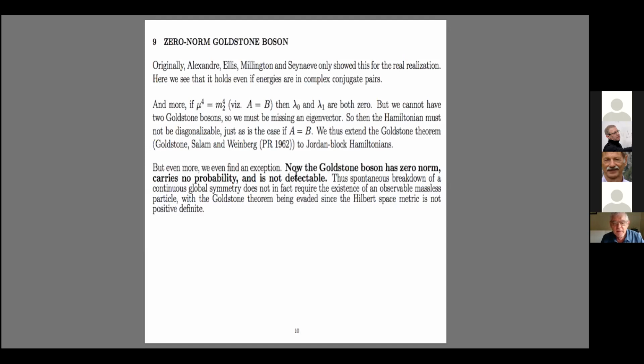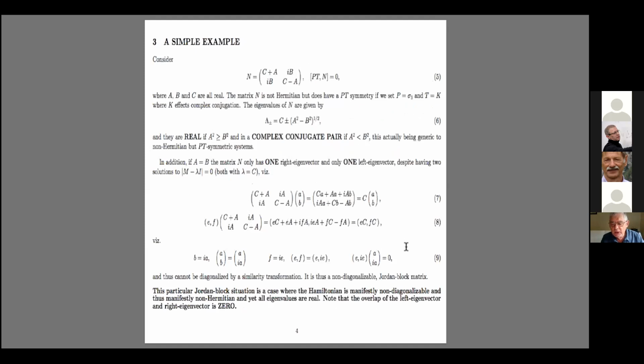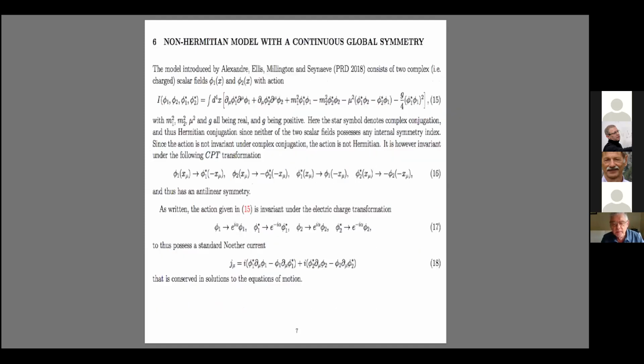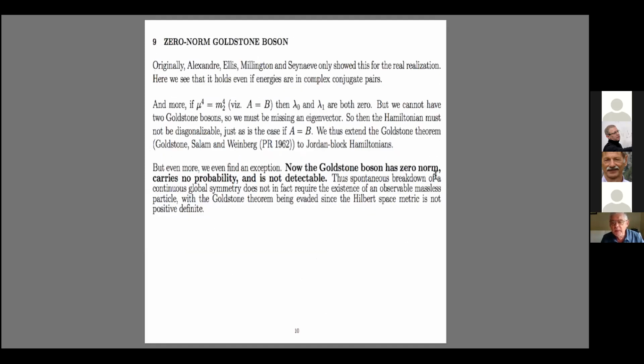However, even more interesting is the following. The Goldstone boson that just survived has to have 0 norm. That's what I showed you earlier on. Namely, I went through this calculation to show you that the 2 by 2 matrix state had a 0 norm. And therefore, what we finish up with is we get a Goldstone boson, but it carries no probability and it's not detectable.